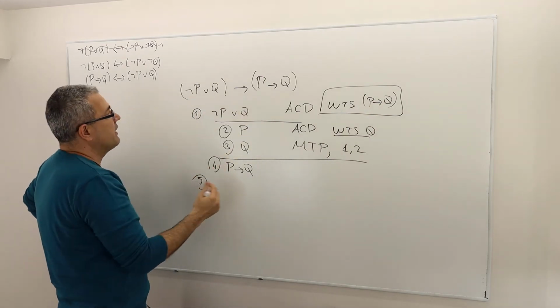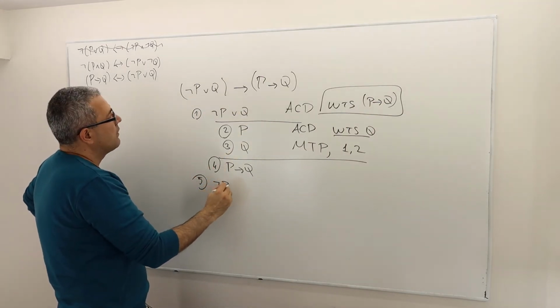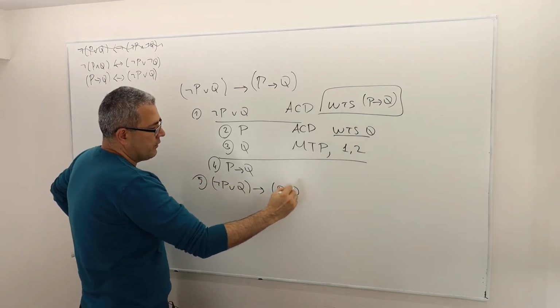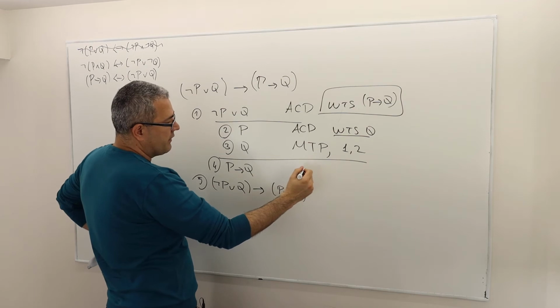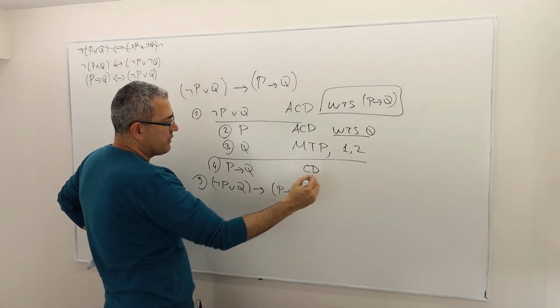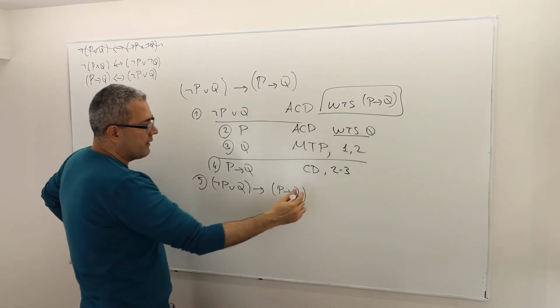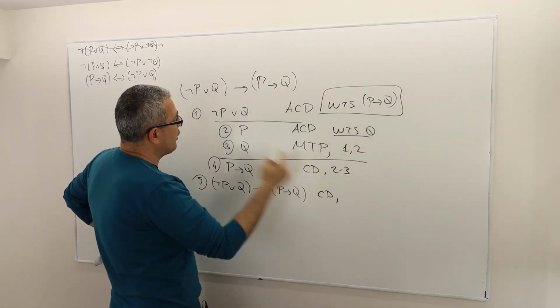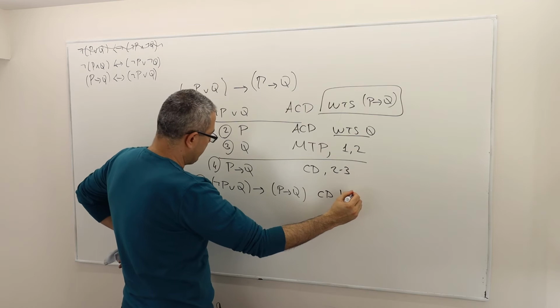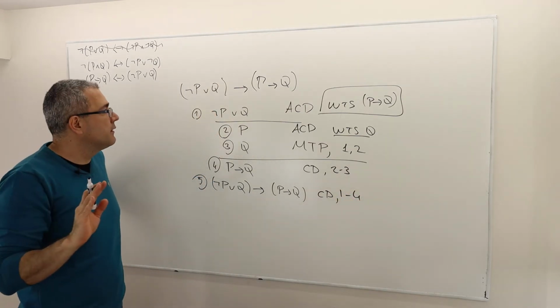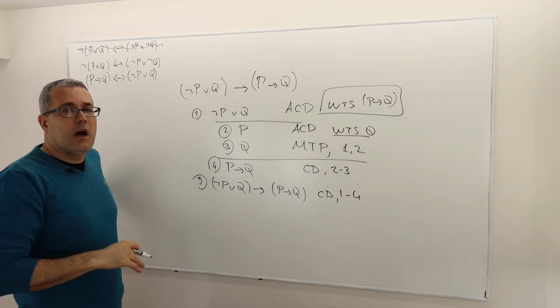So that means the proof of the entire argument is done. P implies Q. Here I should write this is thanks to conditional derivation between arguments 2 and 3. Well, there's only 2 and 3, but this is conditional derivation between arguments 1, 2 and 3 and 4. All right, so that's it. This is how we prove this.